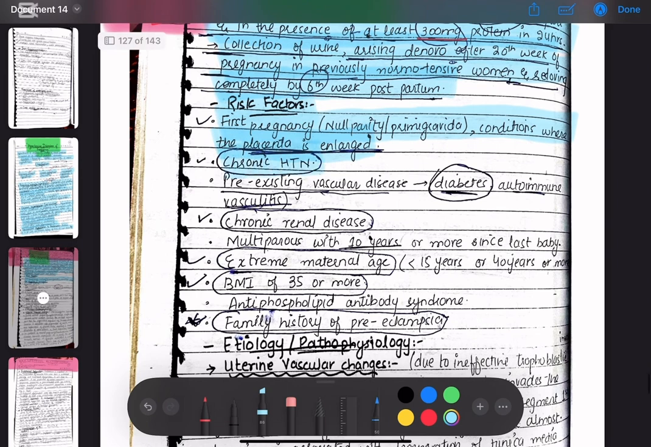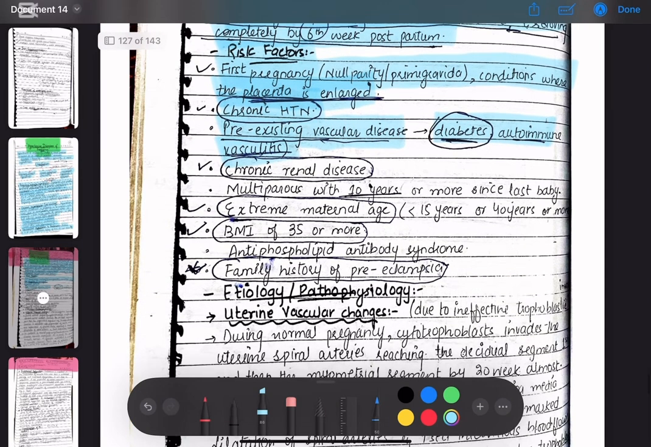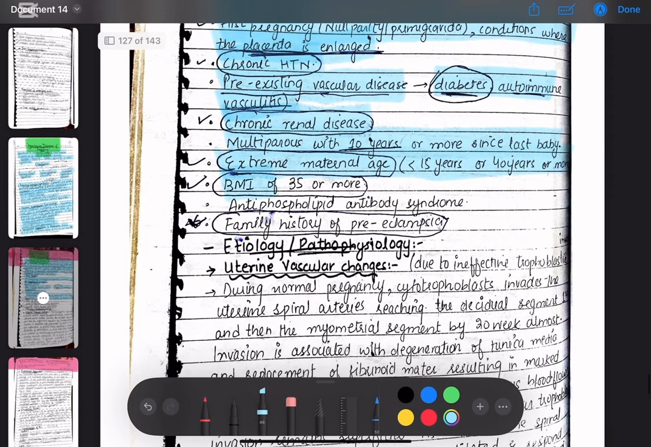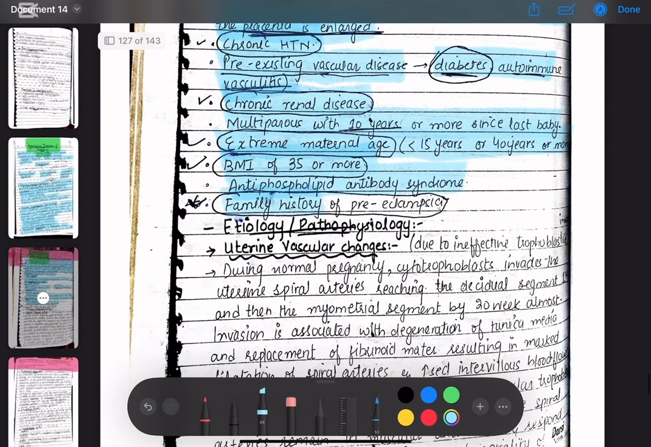Chronic hypertension, pre-existing vascular diseases, that is diabetes or autoimmune disease, and chronic renal diseases, multiparous with 10 years or more since the last baby. Extreme maternal age, that is less than 15 years or more than 40 years, BMI of 35 or more, antiphospholipid antibody syndrome, and family history of pre-eclampsia.